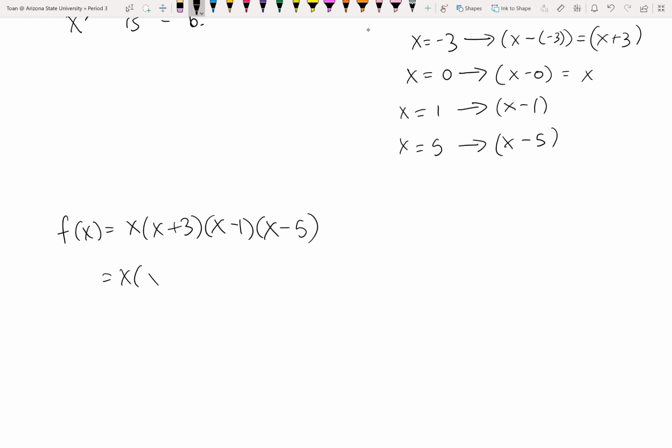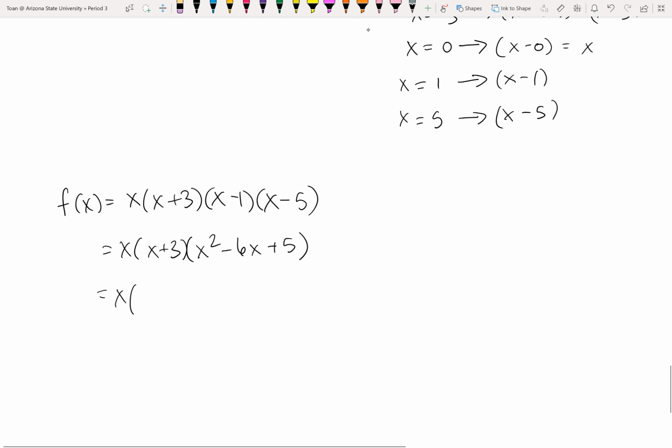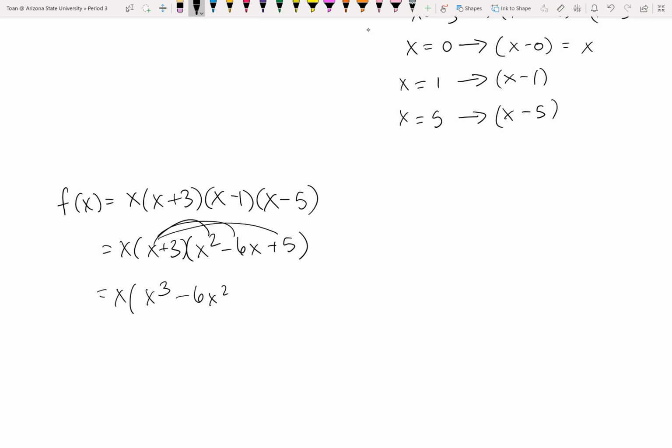So I'm not going to do anything with the first 2. And then I'm going to multiply these 2 guys here, which, again, I'm going to fast forward through. x squared minus 6x plus 5. And then let's go ahead and distribute these 2 here. This one I can't do in my head, so I have to actually write it out. That's x cubed minus 6x squared plus 5x plus 3x squared minus 18x plus 15.